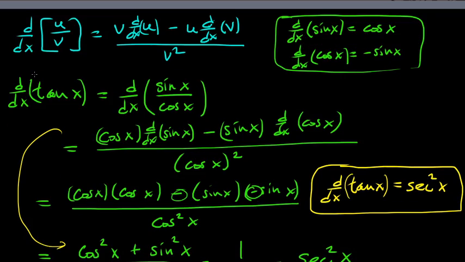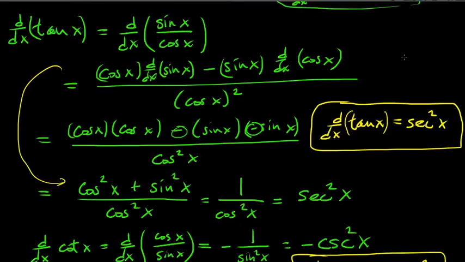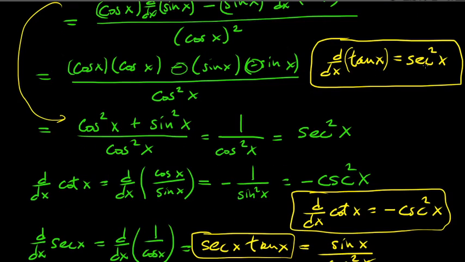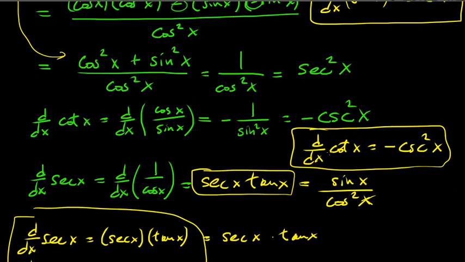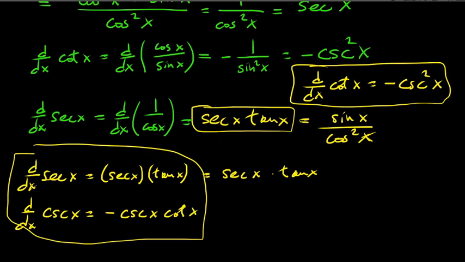And again, all 6 of these you should know, right? Derivative of sine is cosine. Derivative of cosine is negative sine. The derivative of tangent is secant squared. The derivative of cotangent is negative cosecant squared. The derivative of secant is secant tangent. And the derivative of cosecant is negative cosecant cotangent. So it may take you a little while to get used to these.